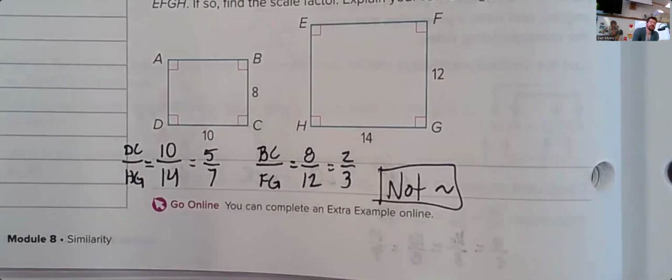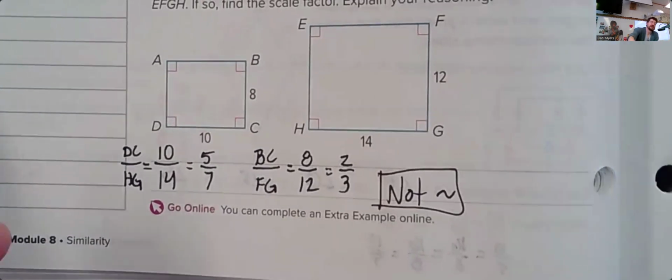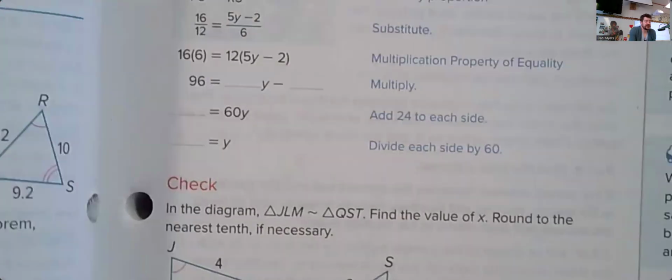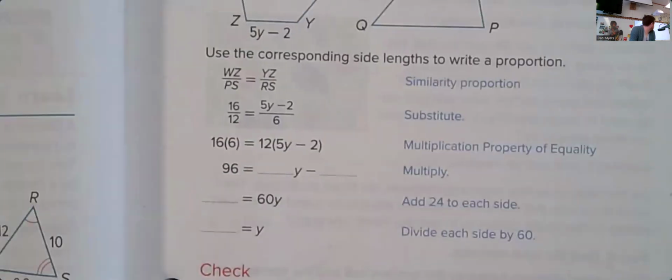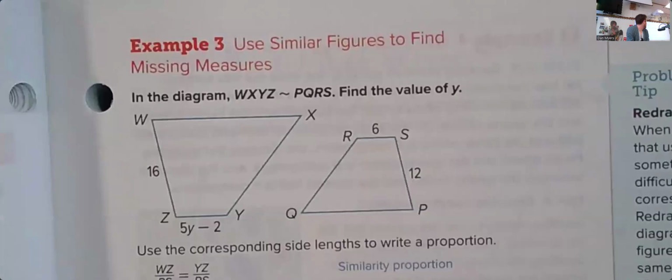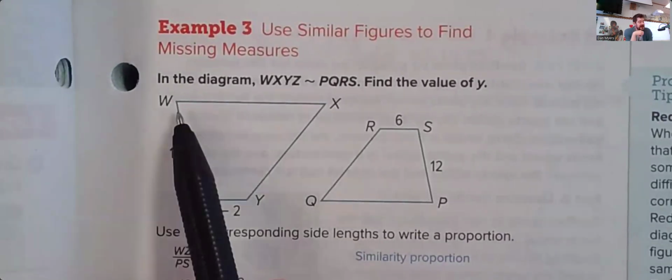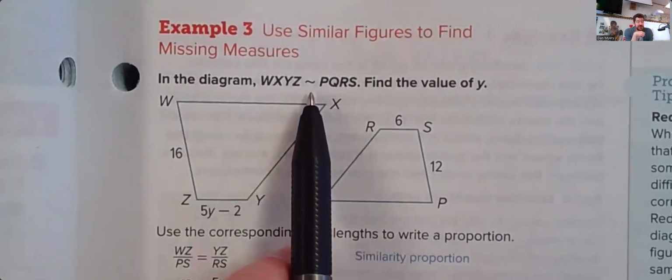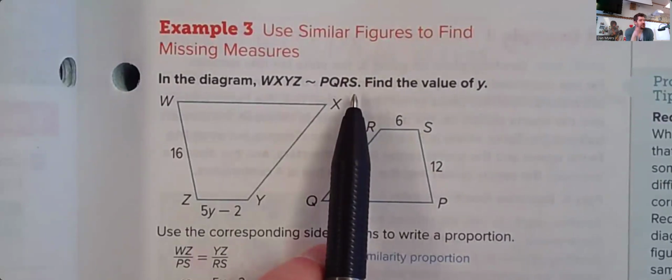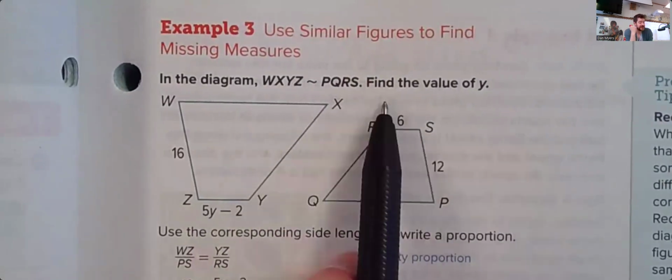Let's keep going. So, talking about example 3. This diagram here, it says find the value of y. So now we're going to get into some algebra. It says they are similar, first of all. In the diagram, WXYZ is similar to PQRS. So you don't have to determine whether or not it is. It is. It tells you that. Find the value of y.